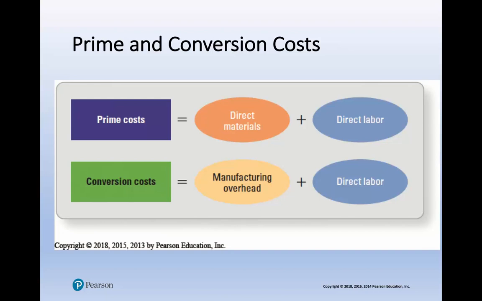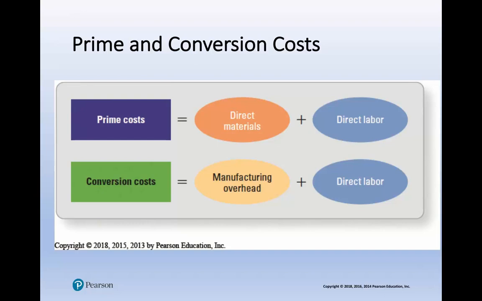So we have our prime cost, which is our direct materials added to our direct labor. And we also have our conversion cost, which is our manufacturing overhead added to our direct labor. So I like to think of it as my primary costs or my prime costs. Those are my big ticket items when we're talking about our manufacturing for an individual product. That's where most of our money is spent.